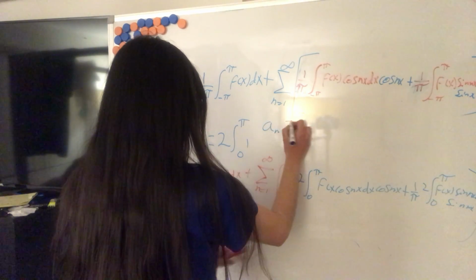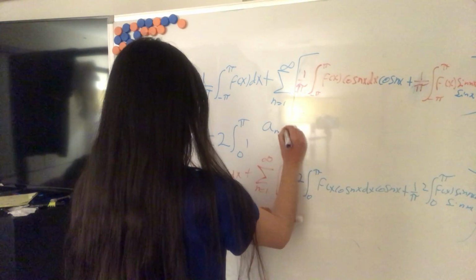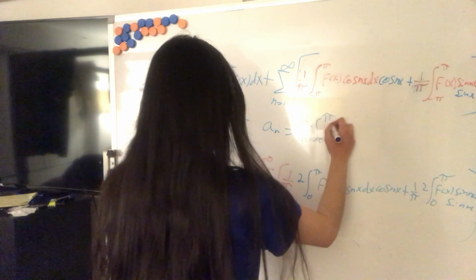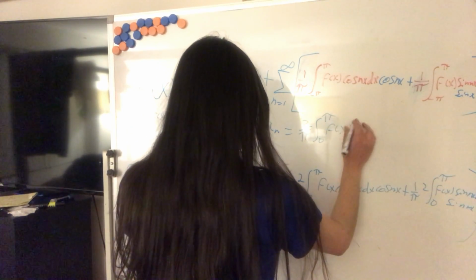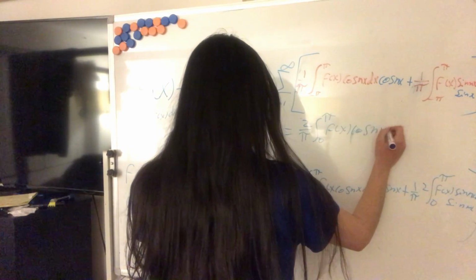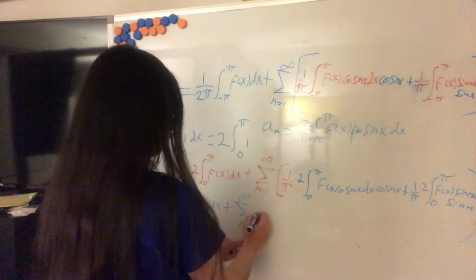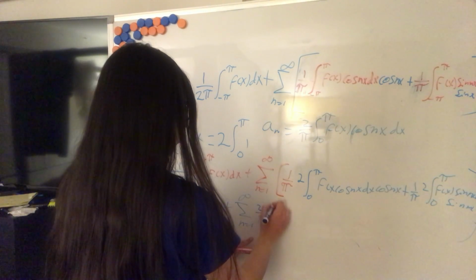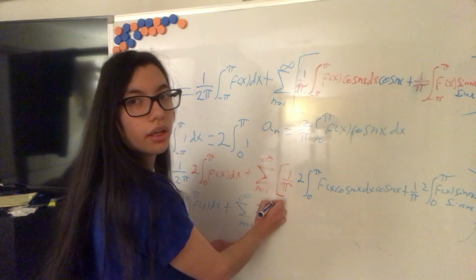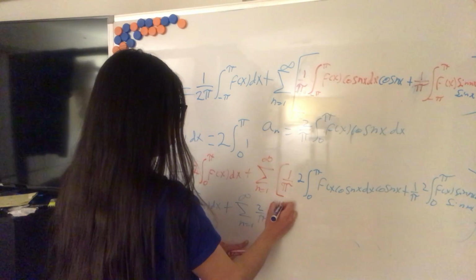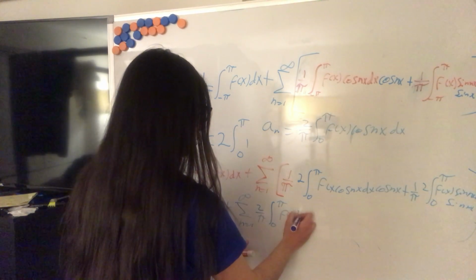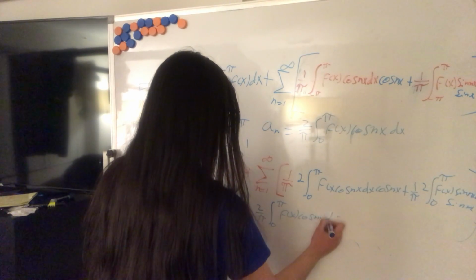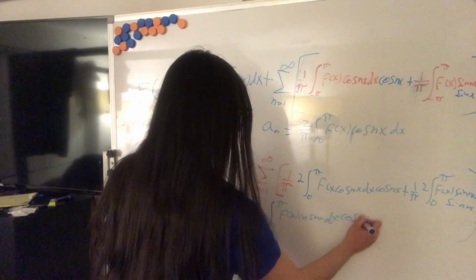Now a sub n would be 2 over pi times the definite integral from 0 to pi of f of x cosine of nx dx. So here I will have 2 over pi times the definite integral from 0 to pi of f of x cosine of nx dx, and then cosine of nx.